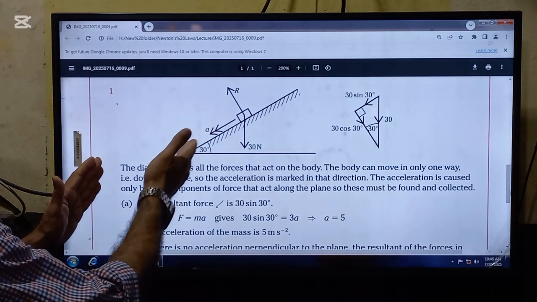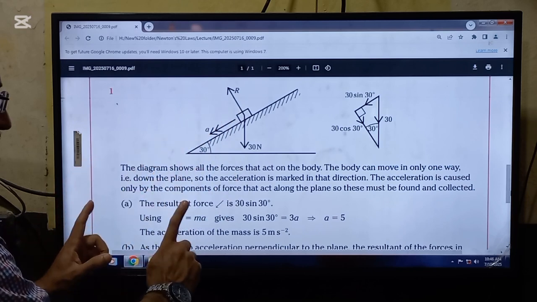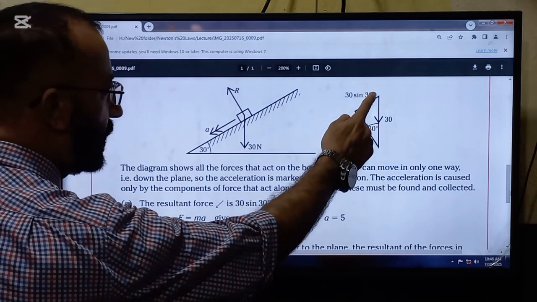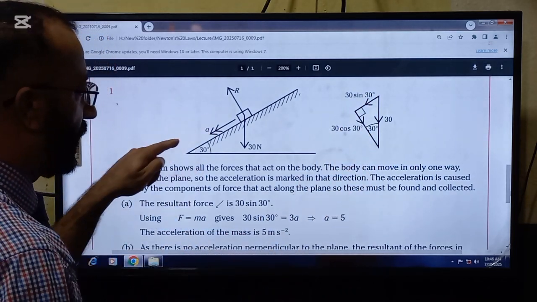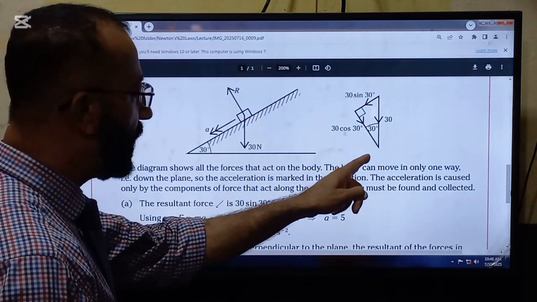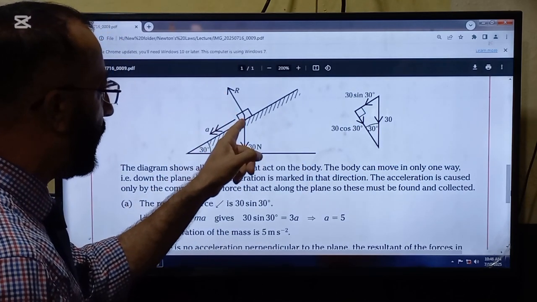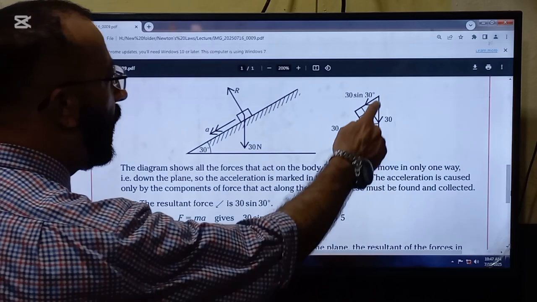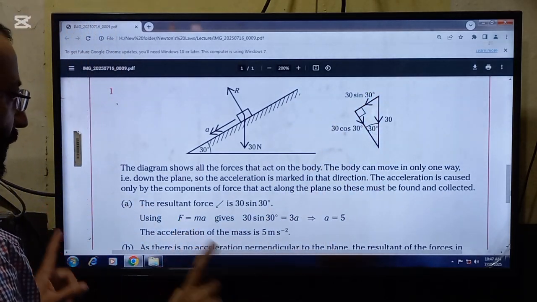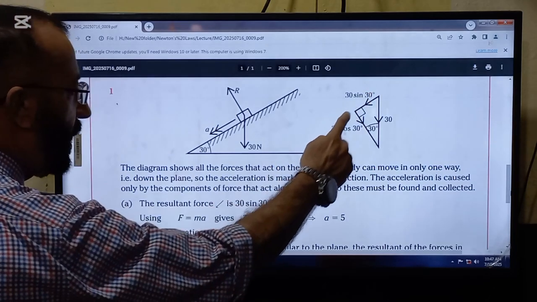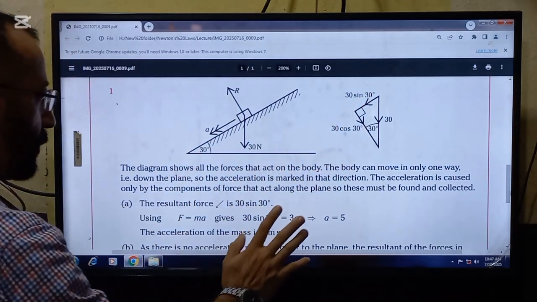So the component of the weight, or the force, along the plane is W sin theta. This is the component of the force which is along the plane, and W cos theta is perpendicular to the plane, that is opposite to the reaction. And here is the resultant of these two components. Again look, W sin theta is responsible for the movement. So this is the resultant force now.